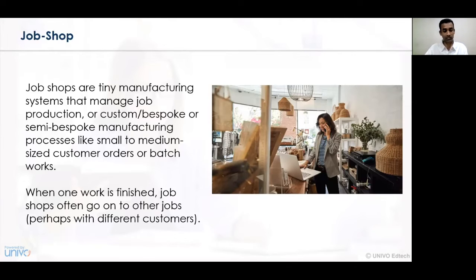So when a work is finished, the job shop often goes on to the other job, perhaps for different customers. So we have to understand it is just a series of small activities being undertaken in the business organization, and hence a job shop is a series of activities, or a small portion of activity, which can be undertaken for a very short period.